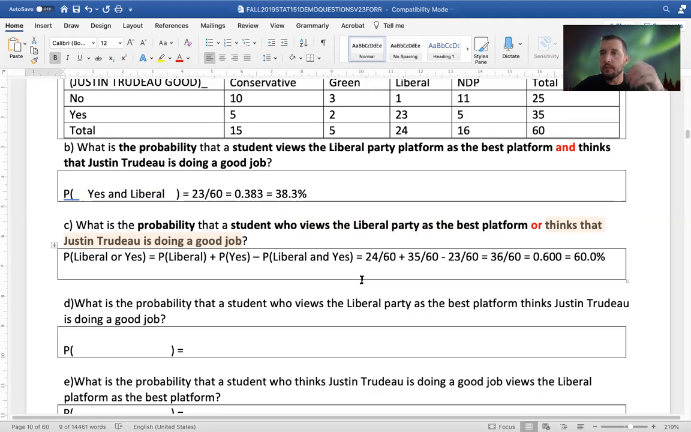And you can see here that this question is actually already completed for us. So we have P liberal or yes is P of liberal plus P of yes minus P of liberal and yes. So P of liberal is 24 over 60, that's a marginal. P of yes is 35 over 60, another marginal, minus the intersection of liberal and yes, which is 23 over 60. We found that in part A. That gives us 36 over 60, which is 0.6 or 60%.